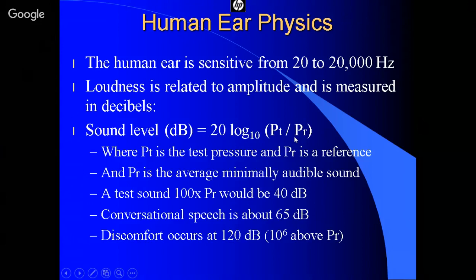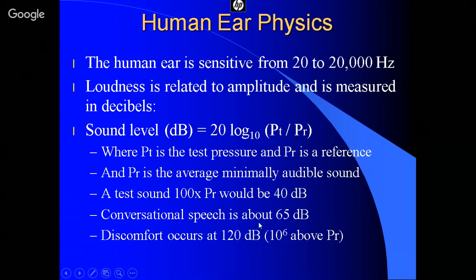You calculate a ratio, right? Very simple ratio. But then you take the log of that ratio to the base 10 and multiply it by 20. So a test sound, which is 100 times the reference pressure, is going to be 100 over 1, which is 100. Log to the base 10 of 100 is 2. 2 times 20 is 40. So a sound with 100 times the pressure will have decibels of 40.